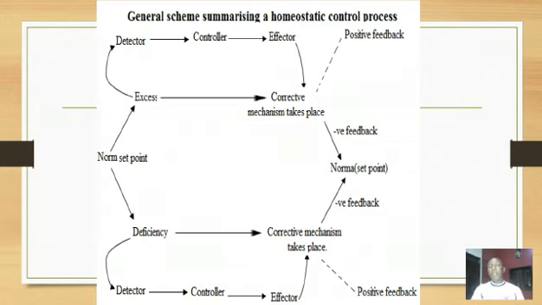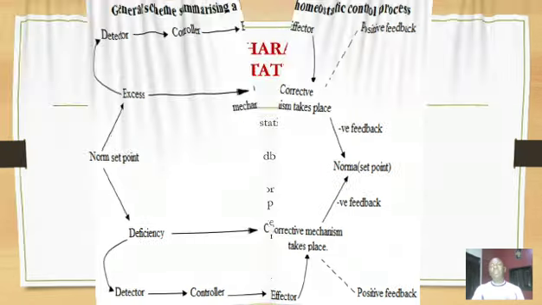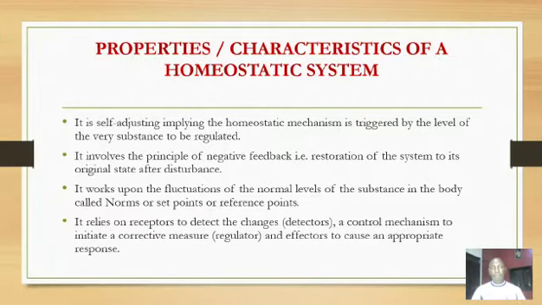That is why we said that among the components of a homeostatic system, there must be a detector, there must be a control center or controller, there must be an effector, like we've seen, there must be a reference point, which is the norm, and there must be a feedback loop. And we've seen that all apply or function using the principle of negative feedback mechanism.